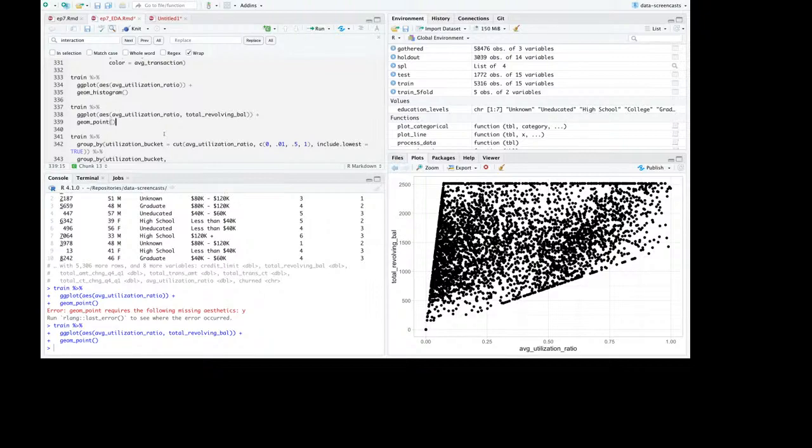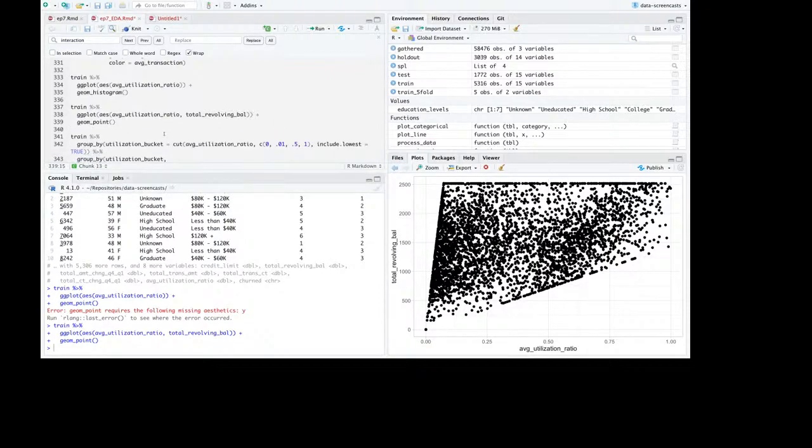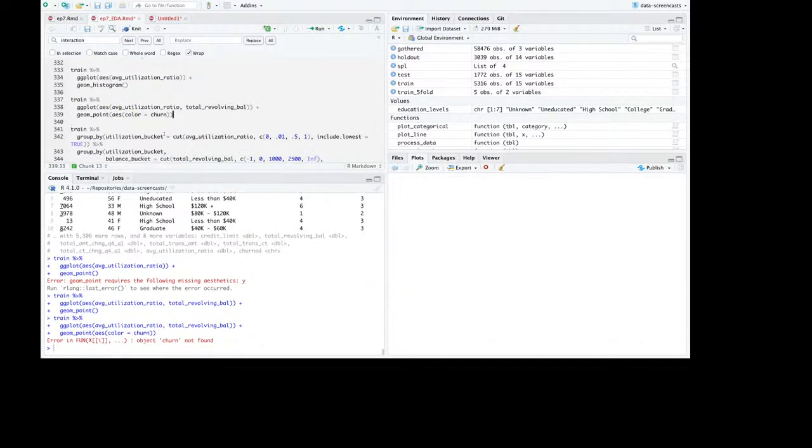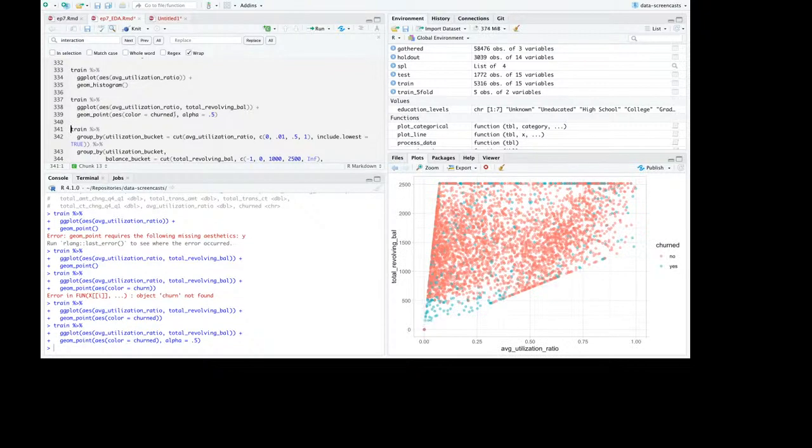All right, I'm thinking of a few ways I can do this. Geom point, color equals churn. That's cool. Everywhere below a certain revolving balance was churned, but I can do, and yeah, that spike at 0 has a lot going on there.